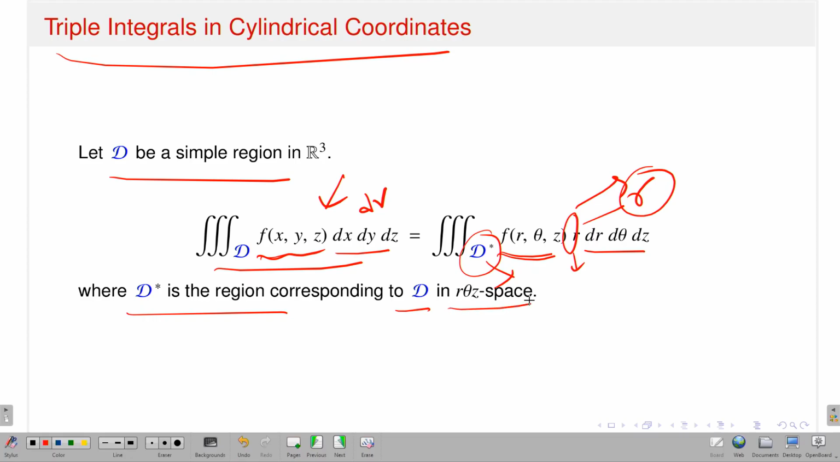So this is the new coordinate system, r theta z space. You have a domain D in the x, y, z space, in the Cartesian coordinate system. Now the corresponding domain, using the transformation, the domain of integration will change to some domain in the r theta z space. If I calculate one example, then it will be more clear.